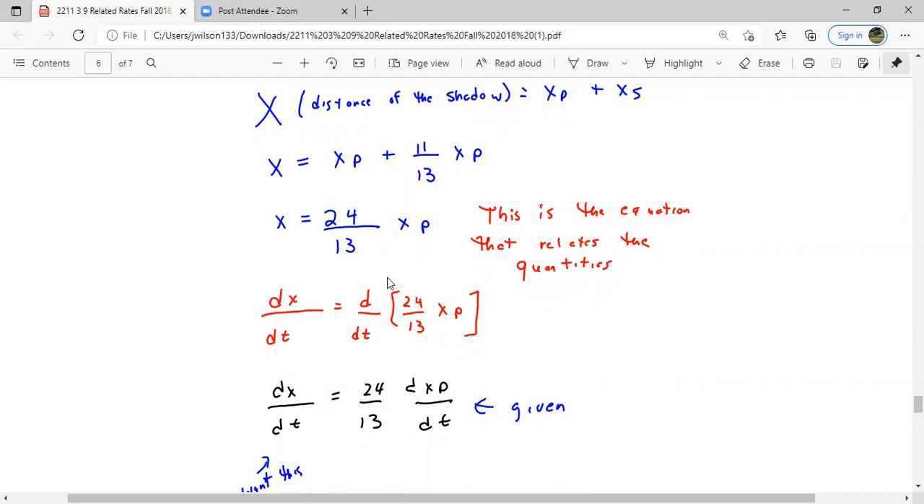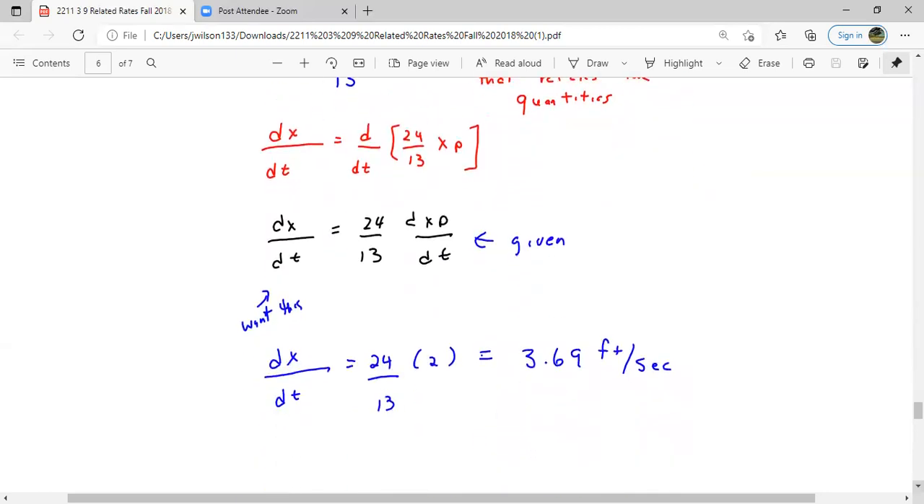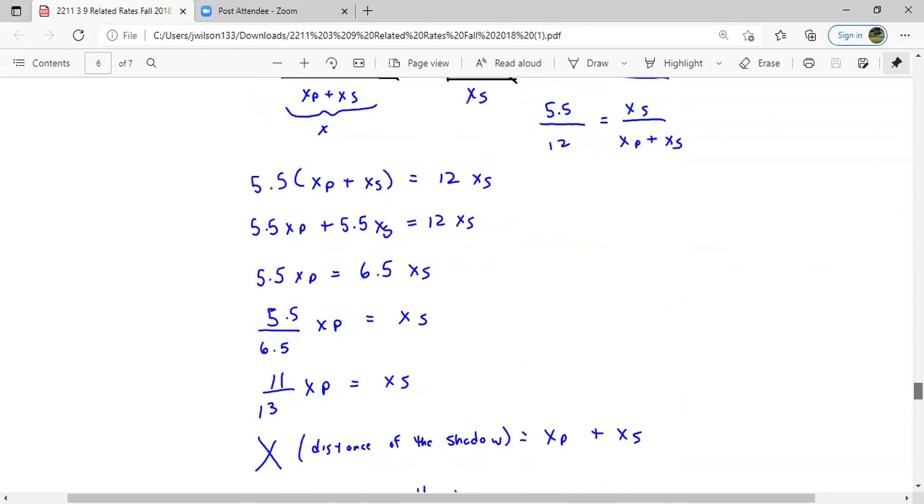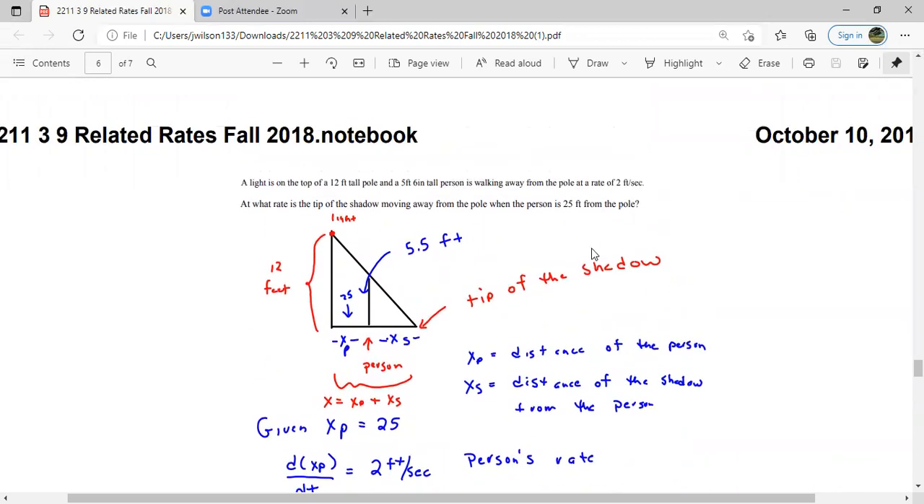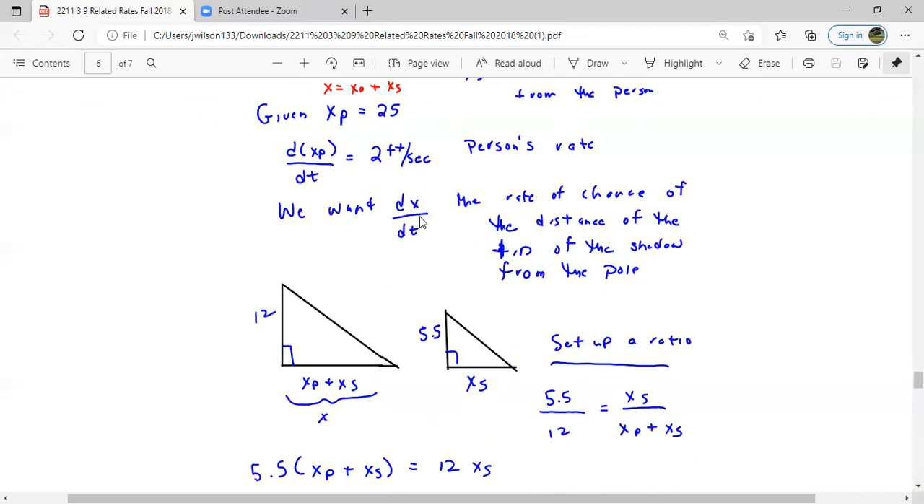I differentiate right here. So I get 24 over 13 times d of xp, the person's distance, dt, and this is dx dt. Now, this is what we want. We want dx dt, and we're given dxp dt, because dxp dt is just the rate the person is walking at, and that was given at the beginning of the problem. It was 2 feet per second. So we know that dxp dt is 2 feet per second.